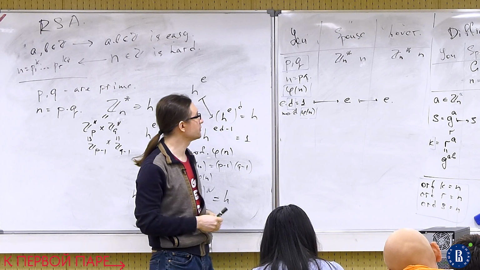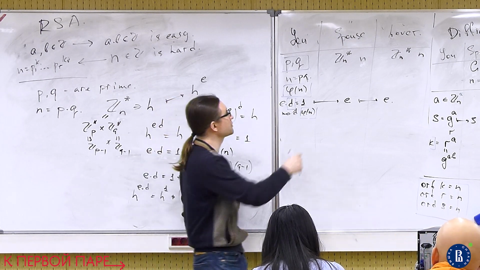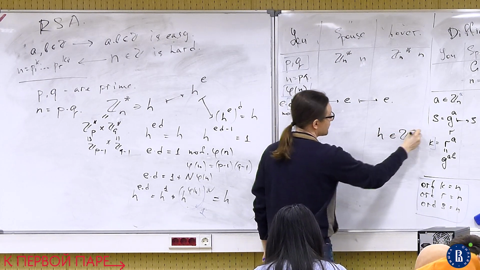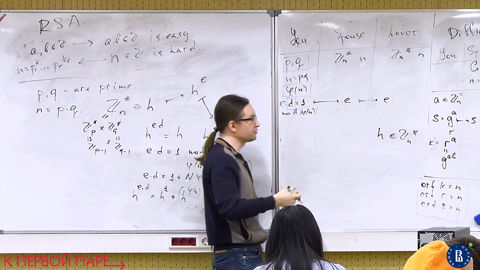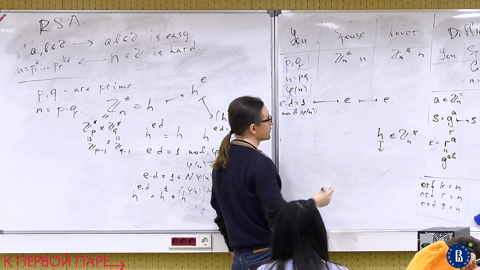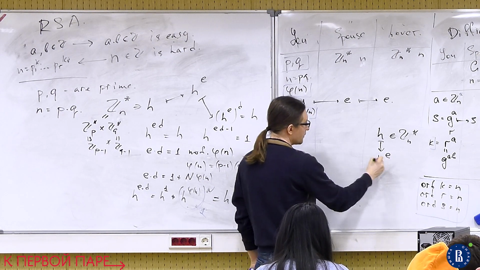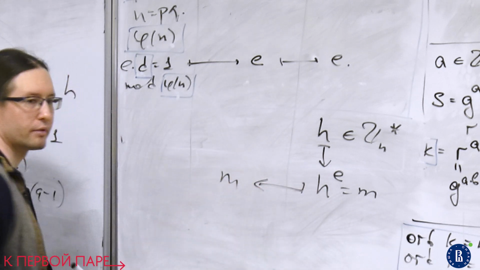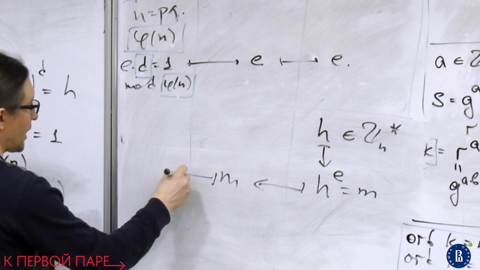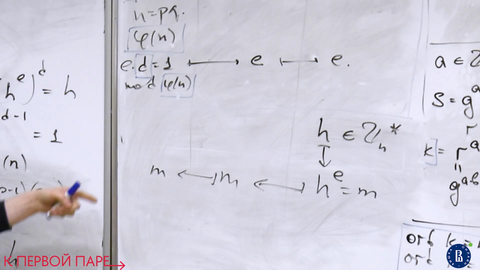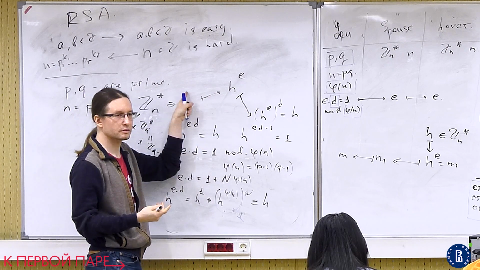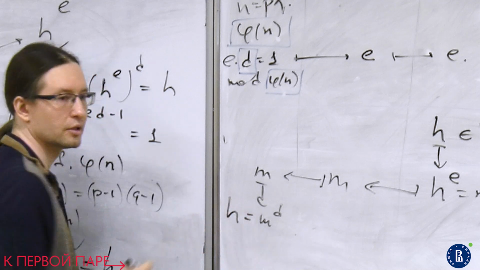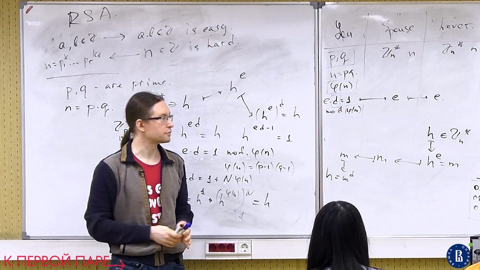Now, if your lover wants to send you a message, what is a message? Message here is also an element of the group Zn. So we have H from Zn star. Now, when we want to encrypt this message, we raise H to the power of E. This will be M. And we send this message to everyone. And when we receive this message M, if we want to decrypt the message, because of this property, it's enough to raise this element to the power of D, and we will get the initial message H. So this is how it works.